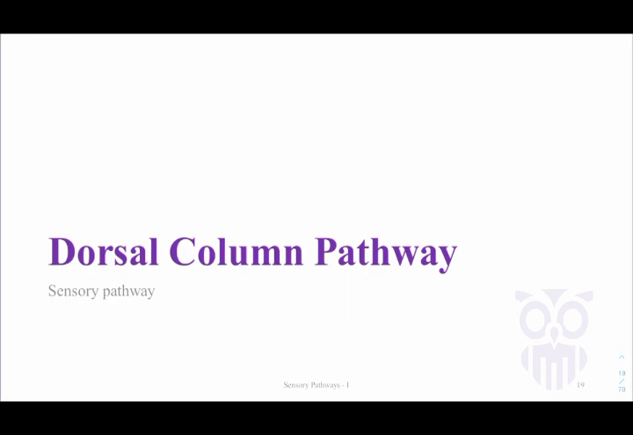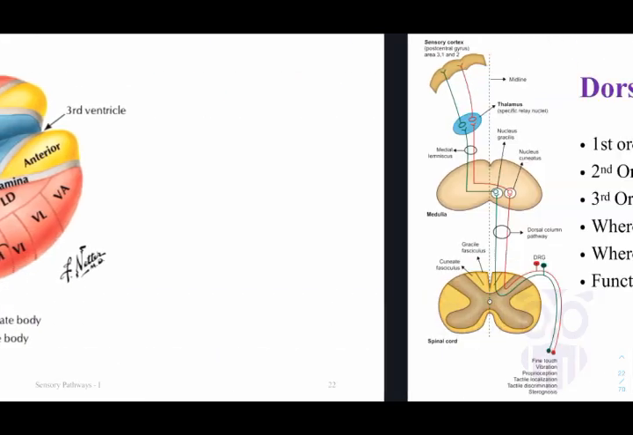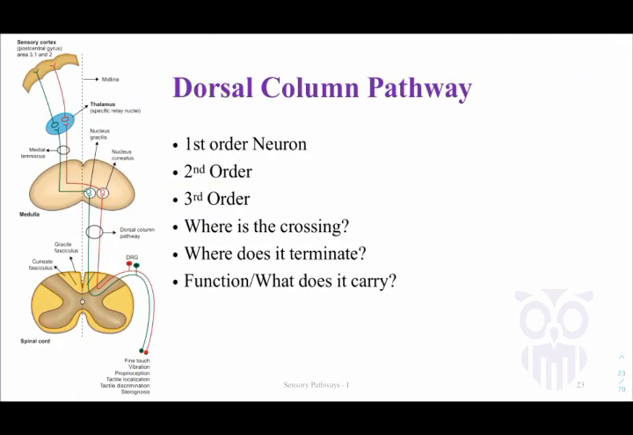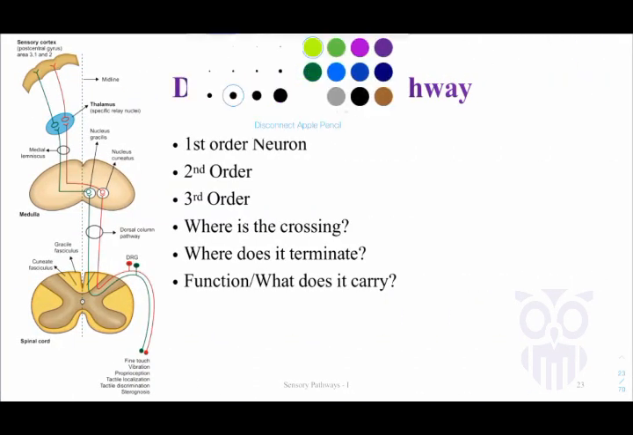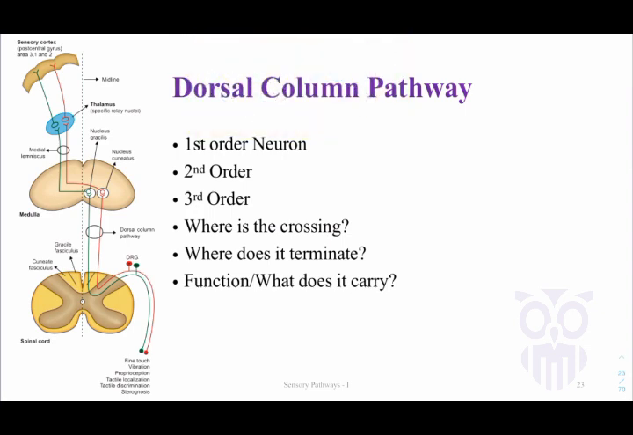Okay, so now we will start with the pathways. We start with the dorsal column pathway initially. Okay, so this is the dorsal column pathway. What are the sensations that they carry? Fine touch, vibration, proprioception, tactile localization, tactile discrimination, stereognosis.